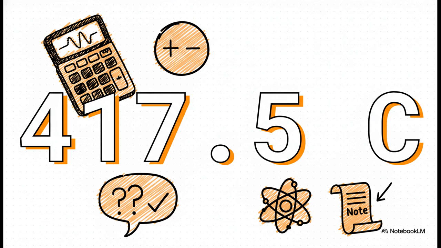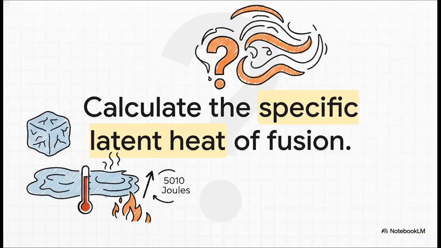They also allow 418. This shows they're a little flexible, but it's always best to give the exact answer from your calculator just to be safe. Next up, question 3.4, and we're switching gears from electricity over to thermal physics. We're using that same amount of energy, 510 joules, but this time it's to melt 0.015 kilograms of ice. We need to find the specific latent heat of fusion.